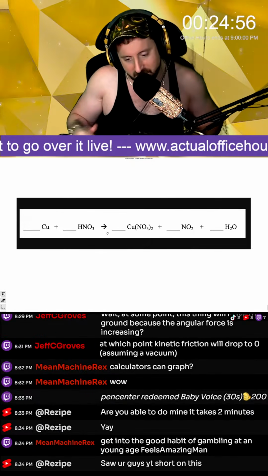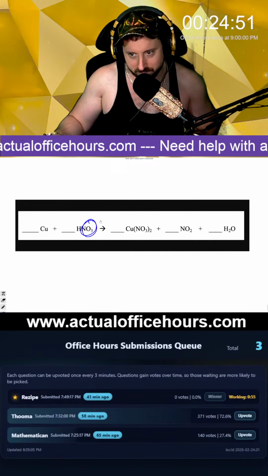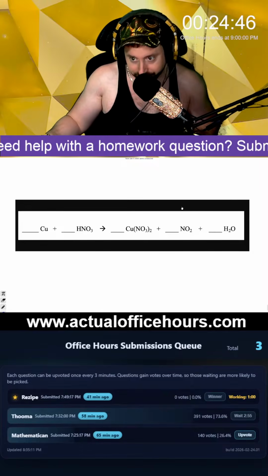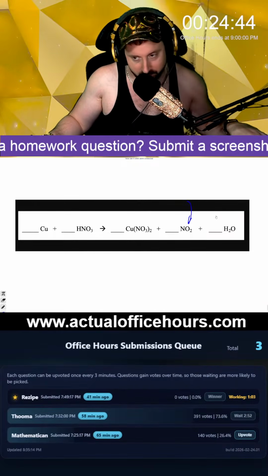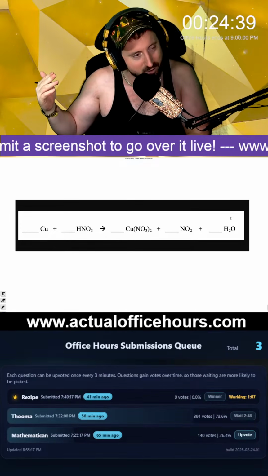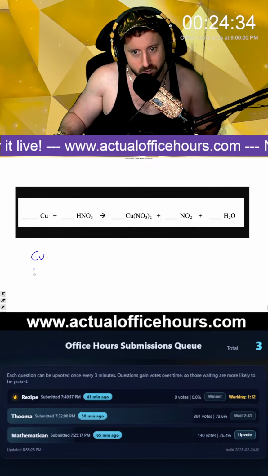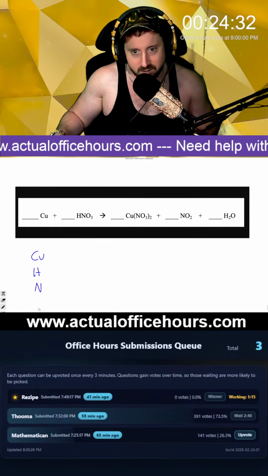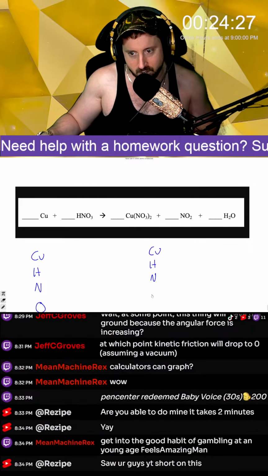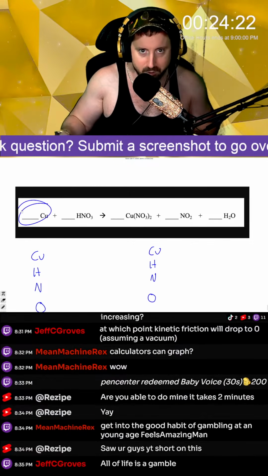Fascinating. Where this is kind of complicated is, yes, we have NO3 present, but one of the things that makes up NO3, the oxygen, is unfortunately also present here. And it's also present here. So you can't treat NO3 as its own little thing. Alright, so we have Cu, H, N, and O. Anything by itself, I usually balance last. I'm going to balance copper last.